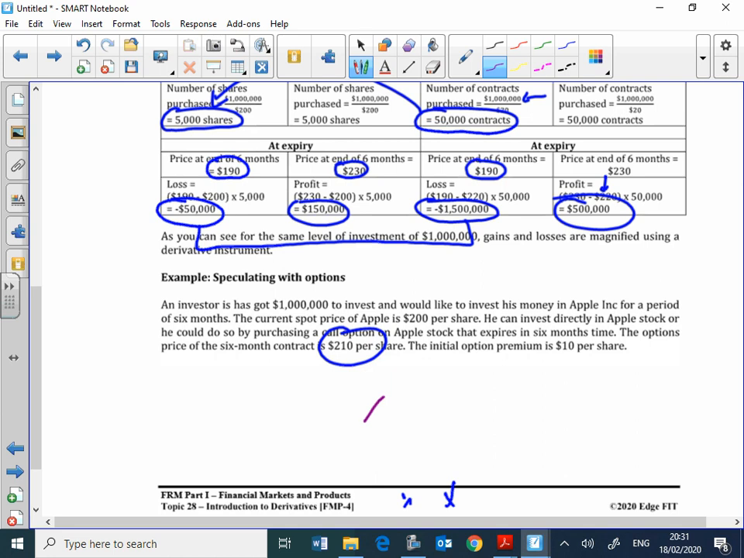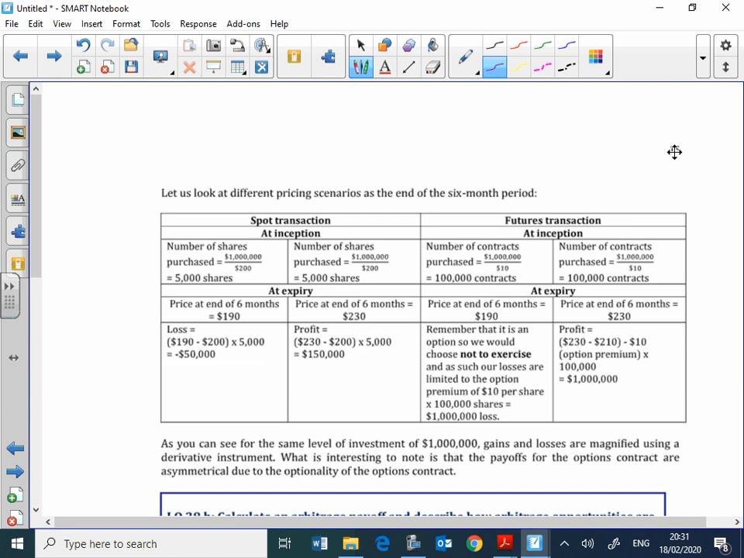There we go. X is 210, and the cost of the option is equal to $10. You happy? Let's go. Same story as before. But look now what happens. So nothing's different on the spot transaction. You comfortable? Nothing's changed. Let's look at the options. You guys comfortable with that?